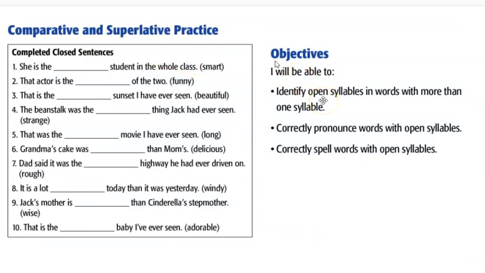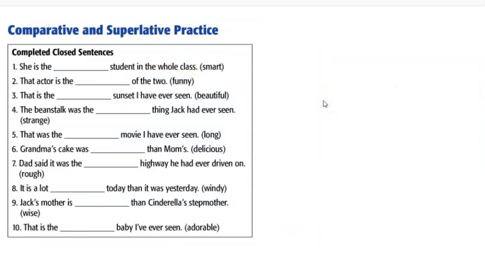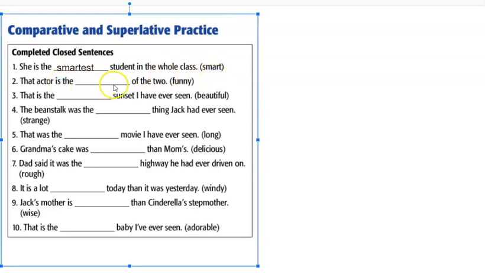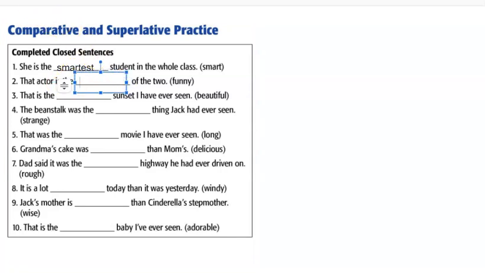Now, we need to identify words that are comparative or superlative. And in this kind of activity, the word after the sentence in the parentheses is what you will change and write. She is the blank student in the whole class. Whole class, well, then the smartest. Okay? That actor is blank of the two. So I'm comparing two things. Okay? I'm comparing two. So not funniest, funnier, and the Y changes to an I.